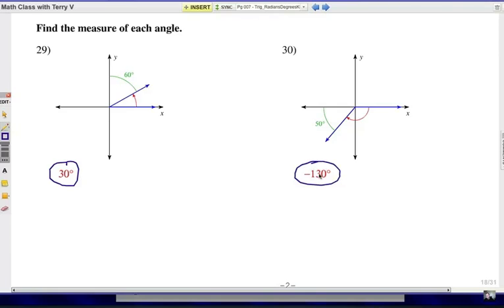Thanks so much for watching this video. In the next one, it's a related topic now, but we're going to do the same thing with radians. Coterminal angles in radians. Thanks for watching.